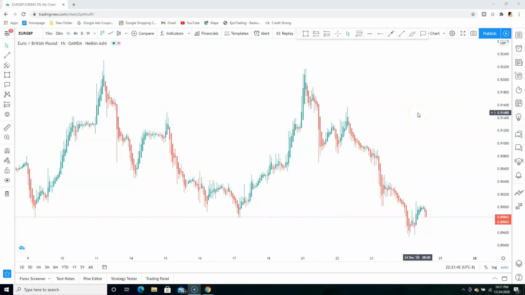So guys, here we are. We're looking at Euro GBP, actually on the 1 hour time frame. And guys, this strategy that I'm about to show you is very, very powerful. All you have to do is make sure you understand it and then try it out on your demo account.